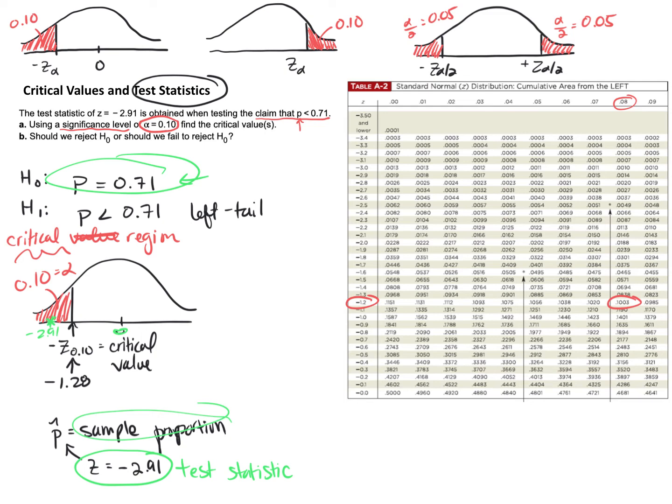So rejecting the null hypothesis means that we reject the claim that the proportion is equivalent to 0.71, and we have enough evidence to support the claim that the proportion is actually less than 0.71. The other method for making a conclusion is to use p-values, and you'll learn about that later on, okay? But this is the critical value method for rejecting the null hypothesis.